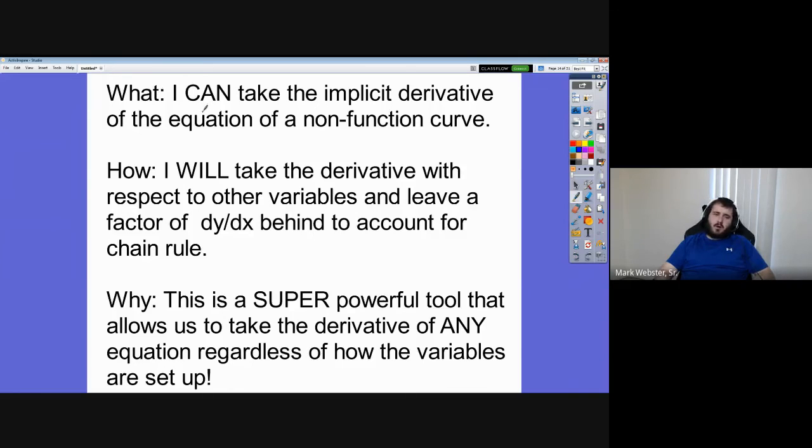What are we going to do today? We're going to be able to take the implicit derivative of the equation of a non-function curve. And we'll talk about what that means in a second.